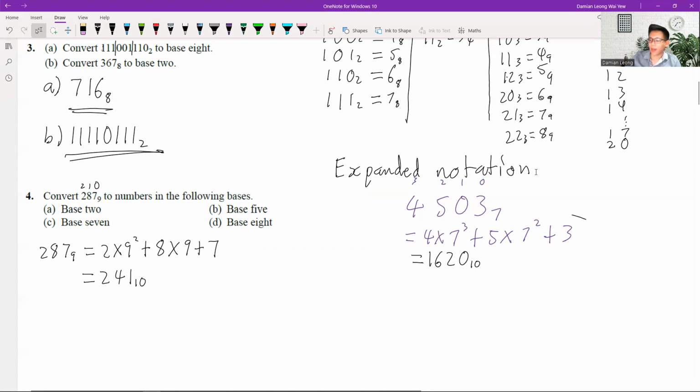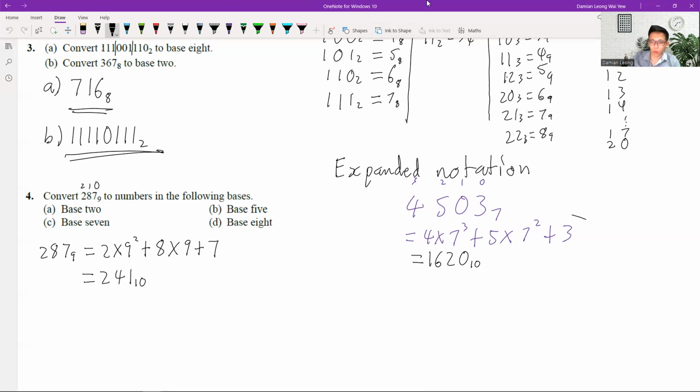Okay, so there are actually 2 ways of doing it. Okay, but I would strongly recommend the repeated division method or simple division. Yeah, you can call it repeated division, simple division. It's basically the same thing. Okay. If you do not want to use that method, you can also use the place value method. Okay. So let's do the repeated division method.